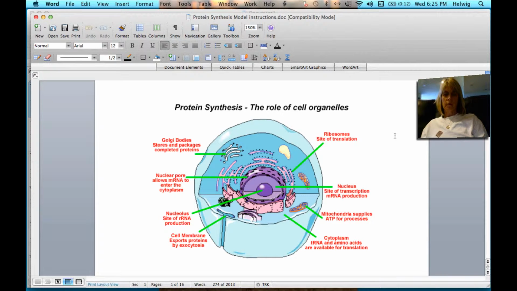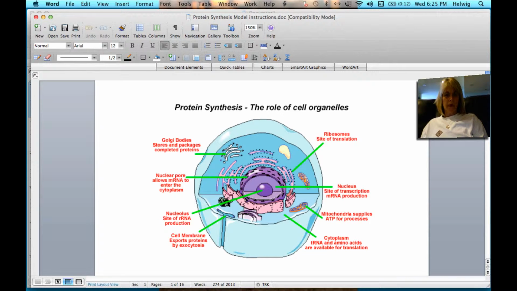To give you a little background, we're going to start out with the screen, and it shows protein synthesis and the role of cell organelles. We went over the cell and the organelles earlier in the year. What I want you to see here is the Golgi body and how the Golgi body stores and packages protein.